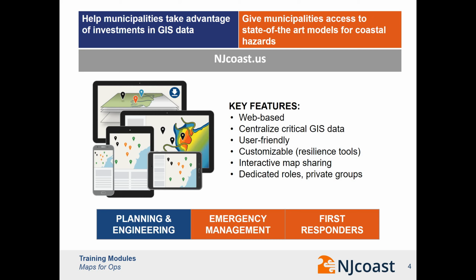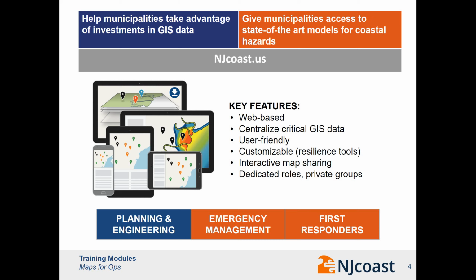Now, some key features of NJcoast to emphasize is, first of all, it is web-based. So it means that as long as you have a web browser and access to the internet, you can access all the capabilities of NJcoast from anywhere. It centralizes all the critical GIS data that's been assembled by state, county, and municipal officials into one location. And once you get into the environment, you'll find it's very user-friendly.